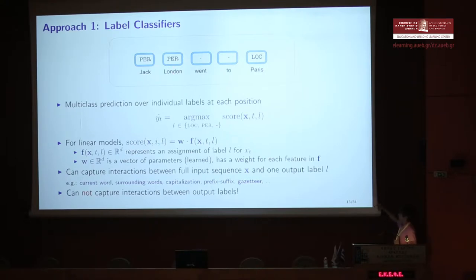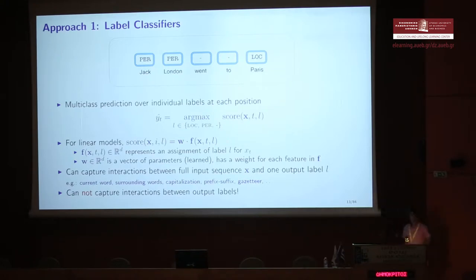The fact that the word following London is "when" indicates that it's not a location, that it's a person, right? So the input features are very important. Here, with this kind of representation of a multi-class problem, I can represent any feature of the input because I have the full input and I have the position. So I can say the next word is "when", the previous word is "Jack", and this is the second word, or this is capitalized. So I can capture the current word, surrounding words, capitalization, prefix, suffix, anything that I think is important for this problem.